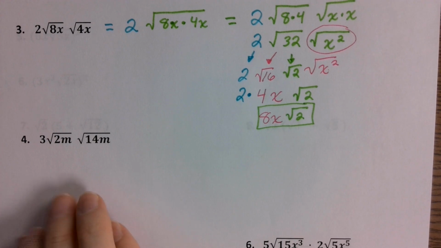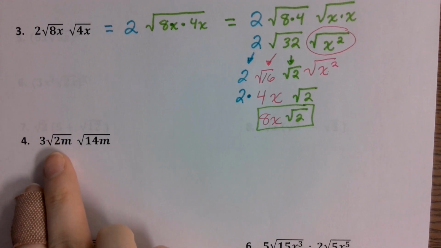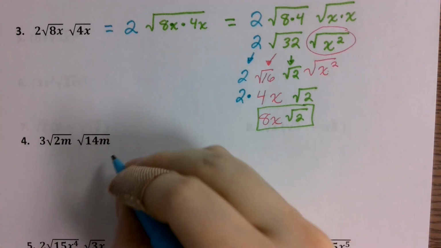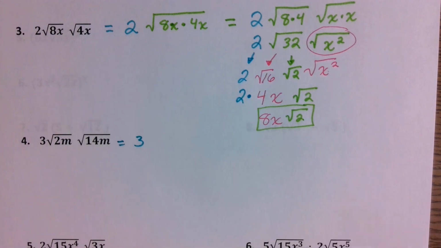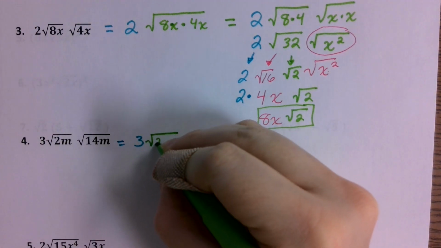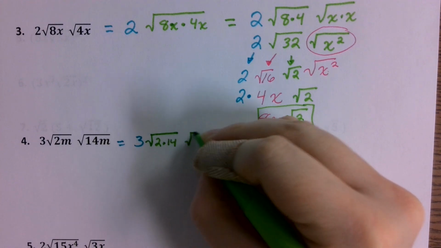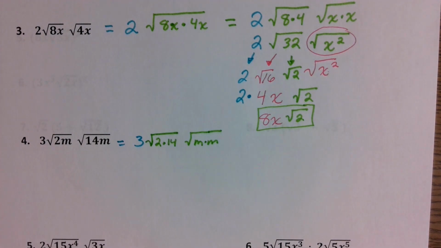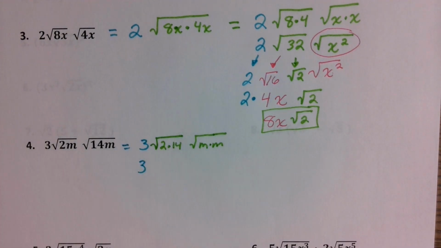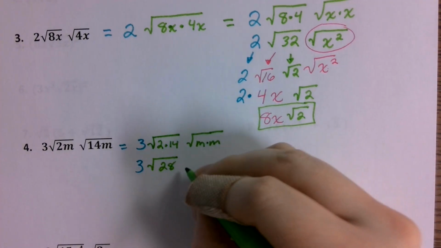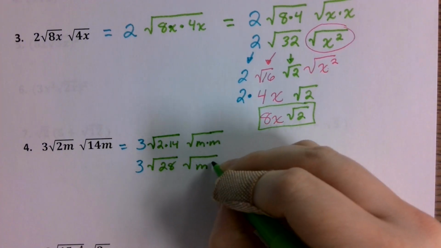Alright, so for problem number 4, we have 3 square root of 2m times the square root of 14m. So again, we're going to focus on the 3 just being out on its own. What you're really going to be doing is multiplying the numbers with the numbers. So we're going to do 2 times 14, and we're going to do m times m. Okay, 2 times 14, that's going to come out to 28. So you get 3 square root of 28. And then m times m, that comes out to m to the second power.